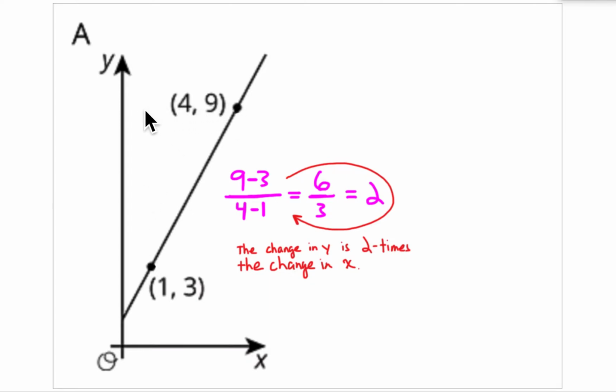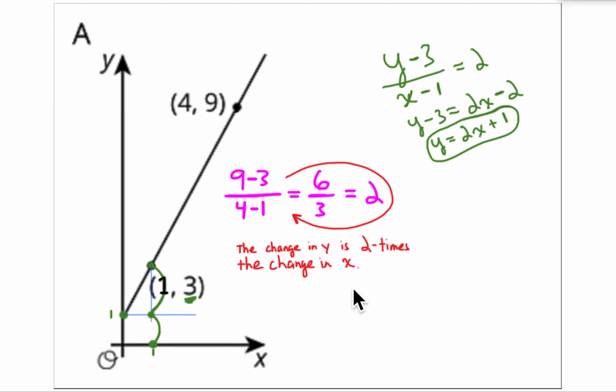So it's going to slide over this way. 4 minus 1 is 3. So you compare the two: the change in y, this length going up and down, is 2 times longer than the change in x. So the change in y is 2 times the change in x.